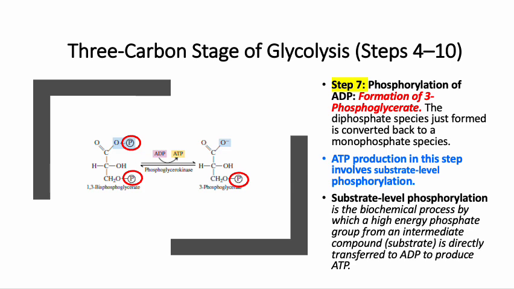Okay? Now, this is called substrate level phosphorylation, in which a high energy phosphate group from an intermediate compound is directly transferred to ADP to produce ATP. So please take note, step 7 is an energy producing stage. On the previous discussion, let us review. Steps 1 and 3 are energy consuming steps, while step 7 is the first energy generating step.